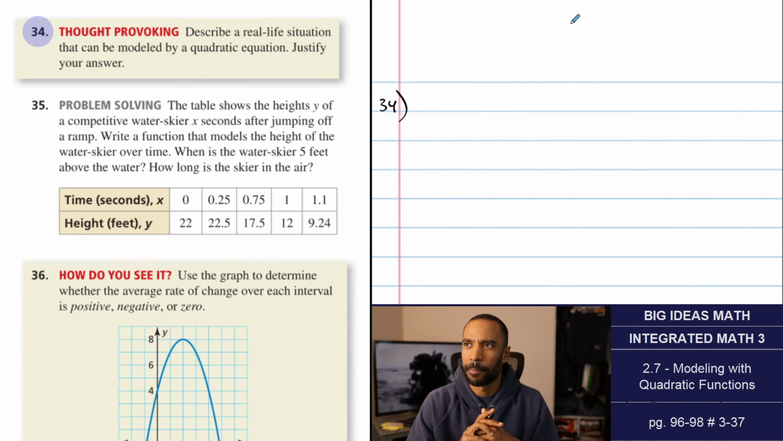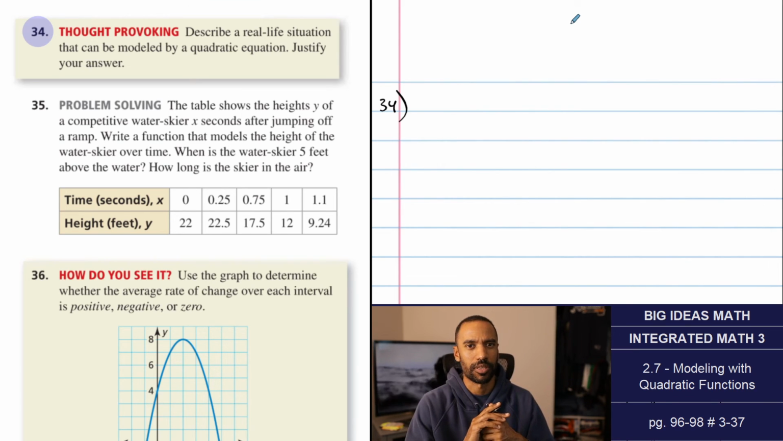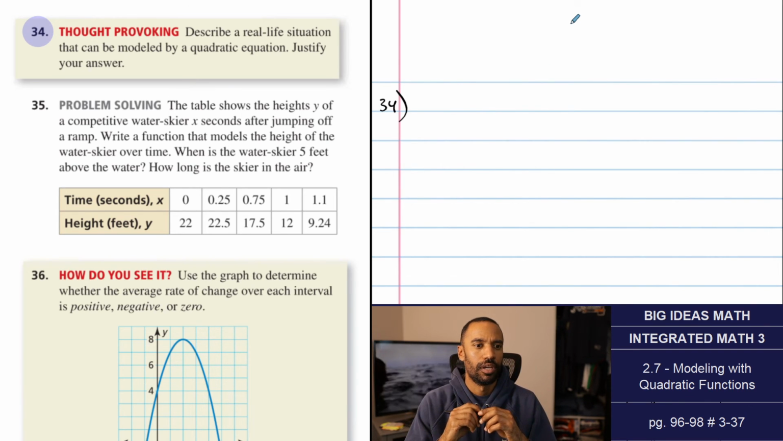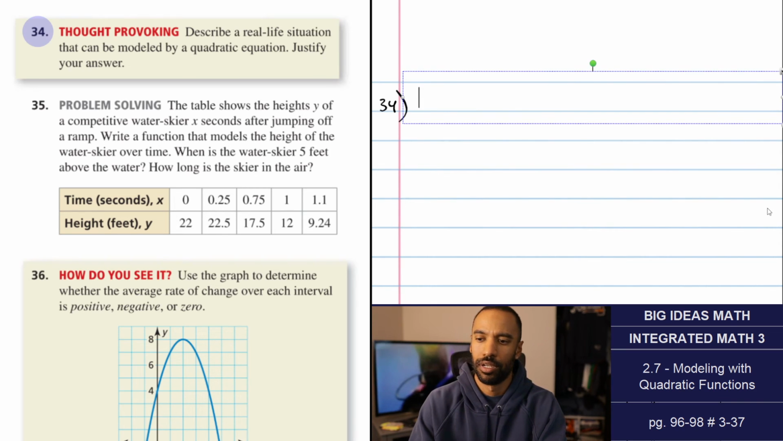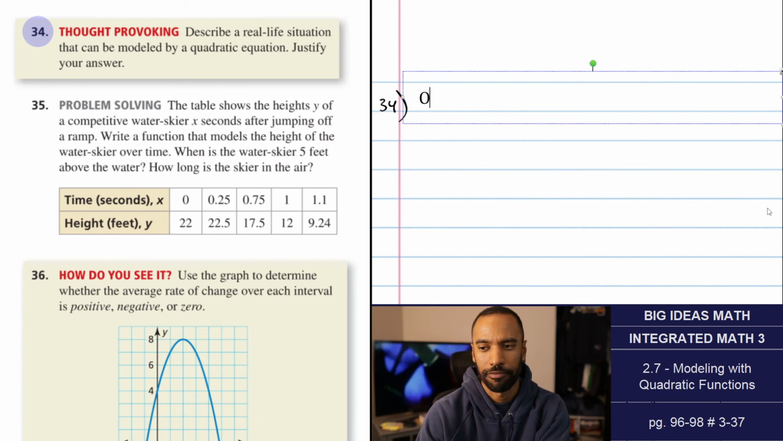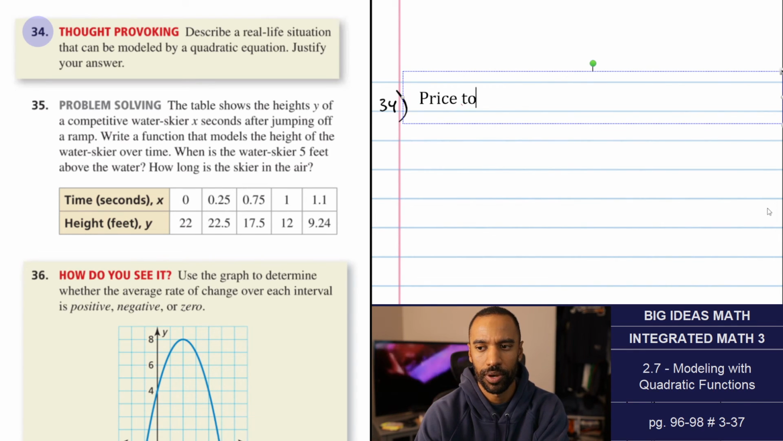Let's see. I do quadratic word problems all the time, and for some reason I can't just think of one. Yeah. I'll do a profit one. So, profit equation.